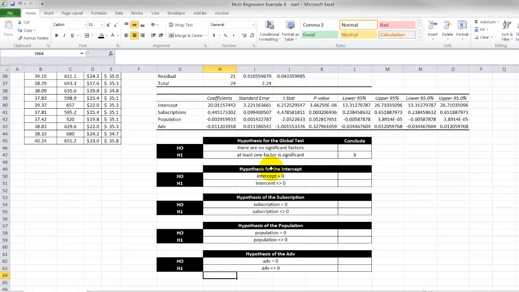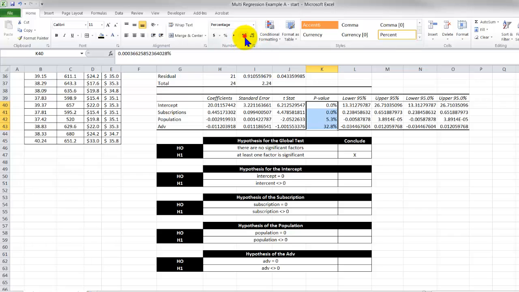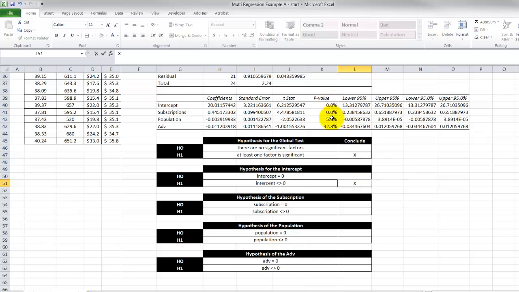Okay, so now we just need to make conclusions. The easiest way that I know to do this is just to highlight these, change it into percentages, and quickly compare the p-values with the alpha values. I would say here, for the intercept, we can conclude that it is statistically significant because it has a p-value of 0. For subscriptions, it's also a p-value of 0 or very, very close.